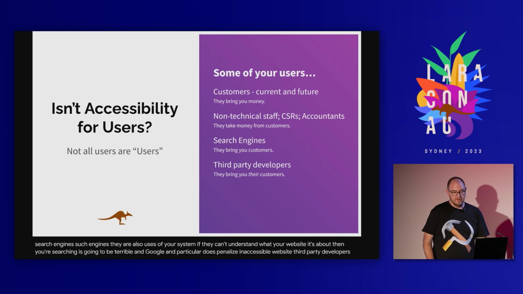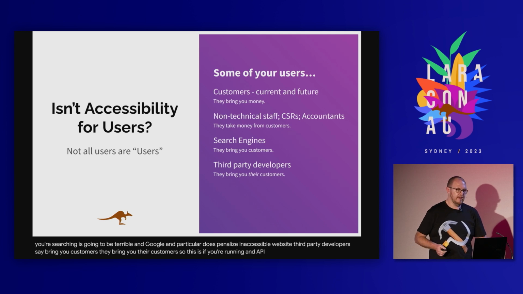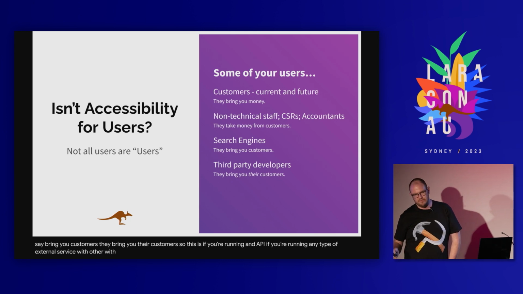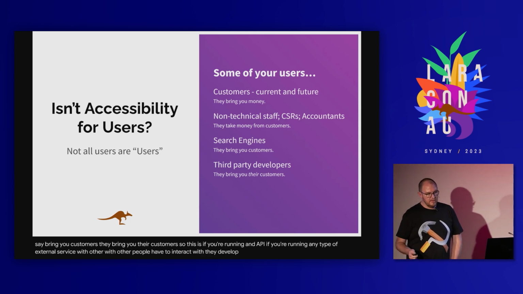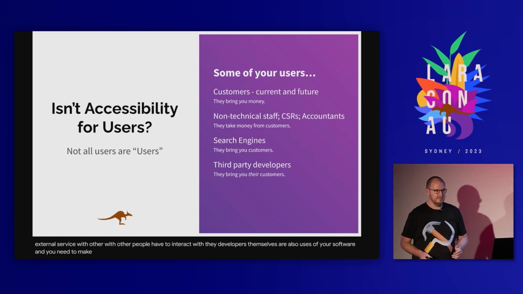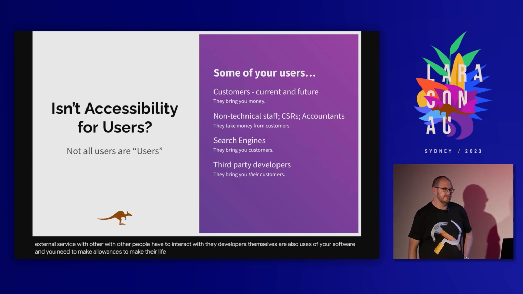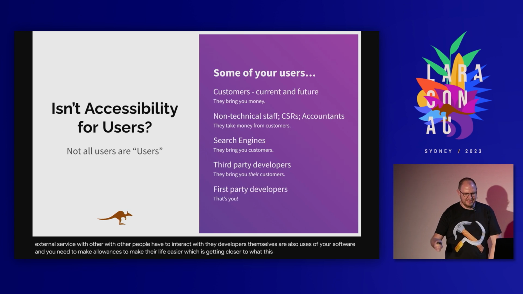Third-party developers bring you customers. They bring you their customers. So this is if you're running an API, if you're running any type of external service which other people have to interact with, the developers themselves are also users of your software, and you need to make allowances to make their life easier. Which is getting closer to what this talk's about.